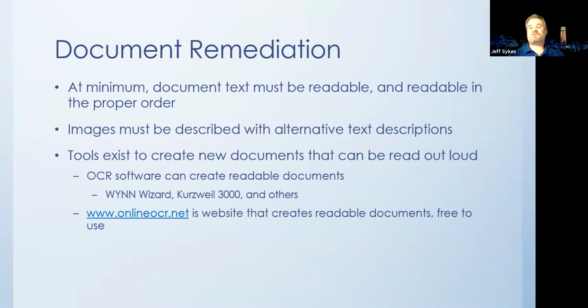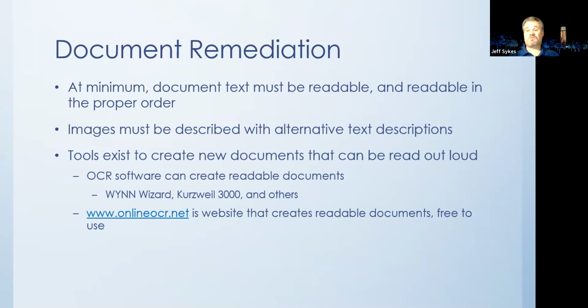And at a minimum, the text needs to be readable and readable in the proper order. I'll show you some examples where things aren't necessarily read in a proper order, and I'll show you how I can fix those things. Images also need to be described with an alternative text description, because if you have an image in a document, a screen reader will either pass over it completely or it'll just say image. And then the screen reader user has no idea what that image was and how meaningful it was.